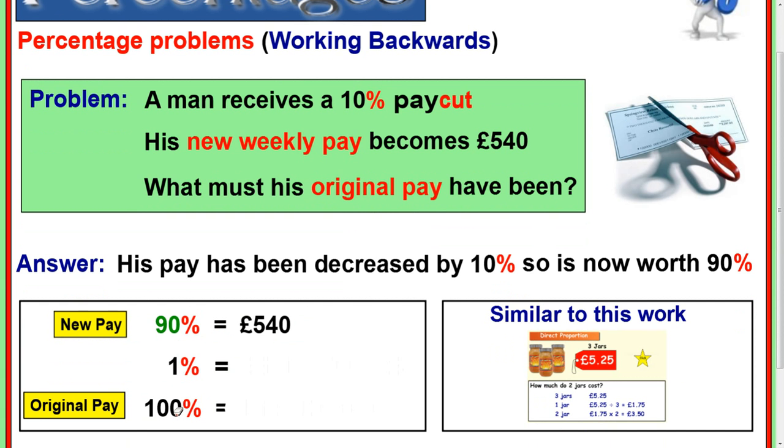because that was what his original pay was. So if you divide 540 by 90, you'll get £6. If you take your £6 and times it by 100, you'll get back up to 100%, which is £600. Now to test this, if you take 10% of £600, you get 60. If you take 60 away from 600, you get 540.